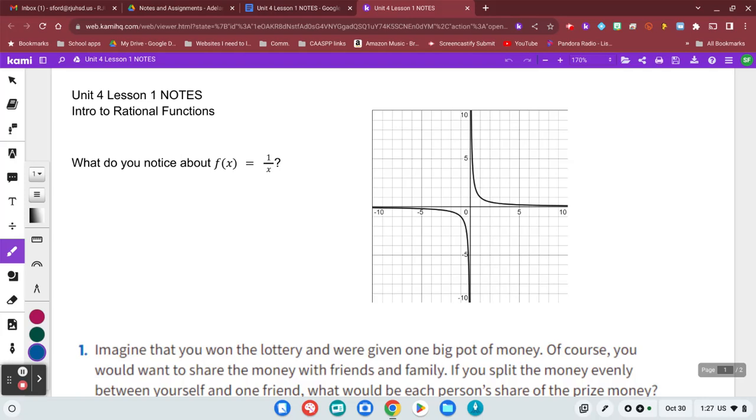So maybe you can think that there may be some asymptotes in here, lines that we get close to but never really cross. We actually do have some asymptotes here. We have an asymptote right here. It's not going to cross. We also have one going across here.